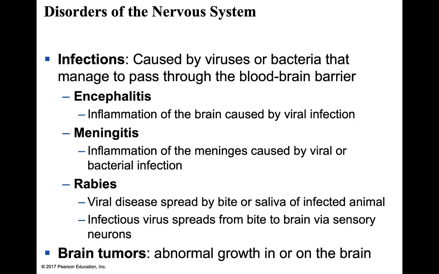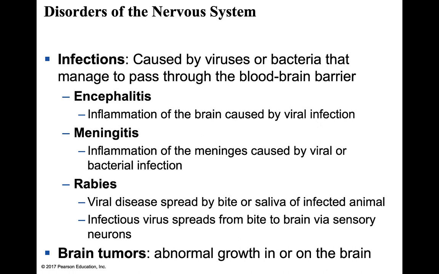There's a number of infections that are specific to the nervous system. Encephalitis, this is actually inflammation of the brain that's caused by viral infections. There's a number of these encephalitises that are actually transmitted by mosquitoes. Meningitis, this can actually be caused by either viral or bacterial infection. This is an inflammation of the meninges. Whenever you see itis, that is an inflammatory condition.